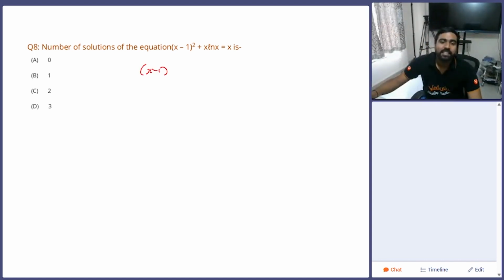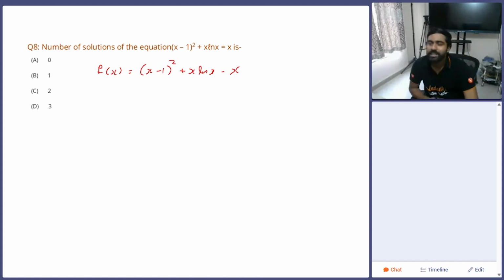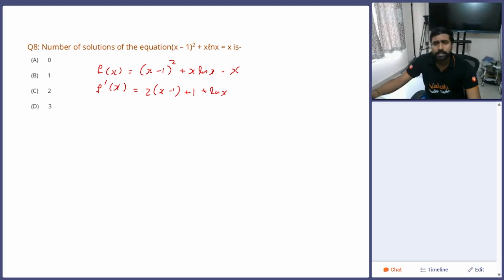I'll create basically a function. Function f of x is equal to x minus 1 the whole square plus x into ln x minus x. Okay? So what can I say? F dash of x will be equal to 2 into x minus 1, then you have plus x into 1 by x, that is 1, then plus ln x minus 1. This is the expression that you have over here.